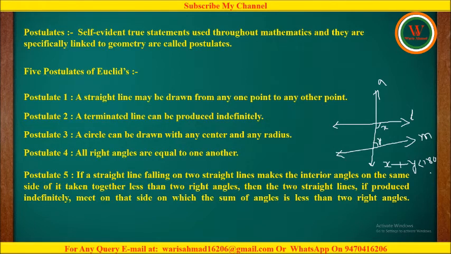So according to this postulate, once again I can go through, if a straight line falling on two straight lines makes the interior angles on the same side of it taken together less than two right angles, then the two straight lines if produced indefinitely, means if we are producing these two lines, then meet on that side on which the sum of angles is less than two right angles. If we are producing these two lines, then they will meet at a point.